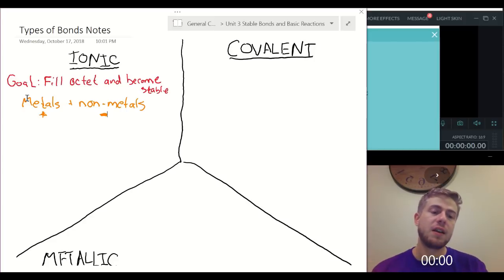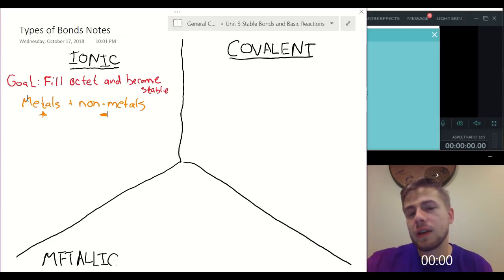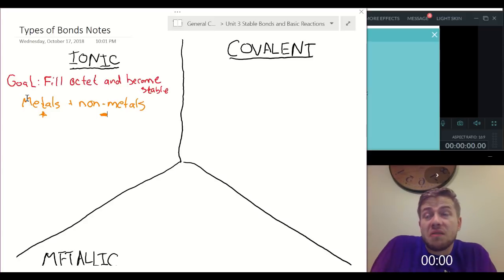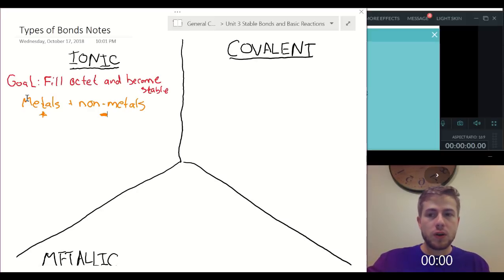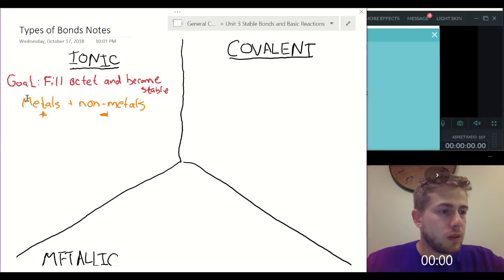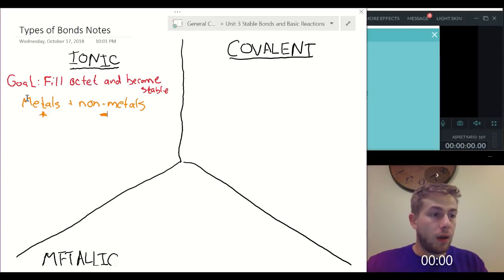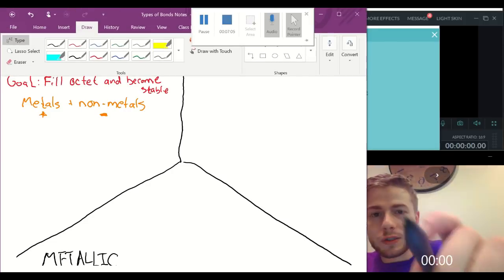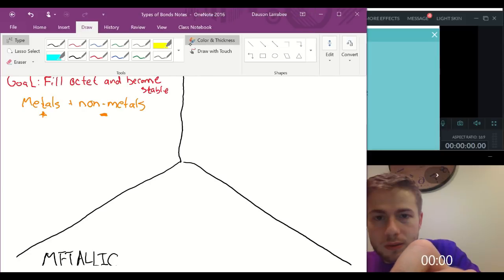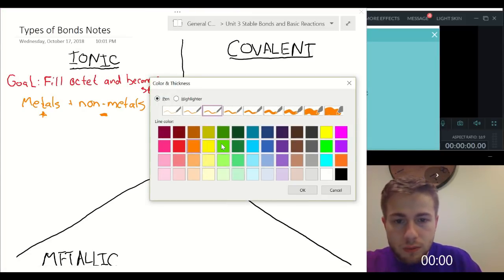Metals, on the other hand, are like, take my electrons, I don't care. I don't want them, right? Because they want to get rid of their electrons anyways, because they're really close to a full octet if they just lose one or two electrons. And so what I want to point out for the ionic bonds is that these atoms have a large electronegativity difference. I want to use green for this one. Okay.